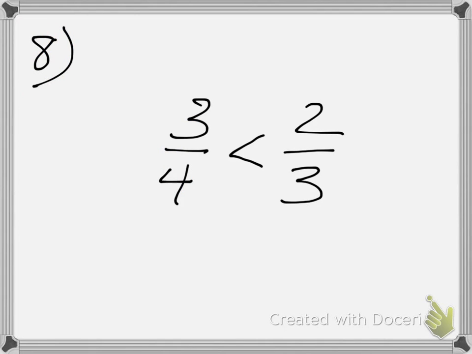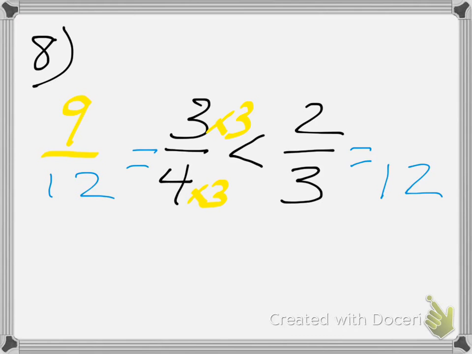For number 8, we have 3/4 is less than 2/3, and we're asked if that's true. In order to find that out, we're going to have to get a common denominator. Our common denominator for 3 and 4 is going to be 12. So in order to make 4 into 12, we'd multiply by 3. So we would multiply 3 by 3 and get 9.